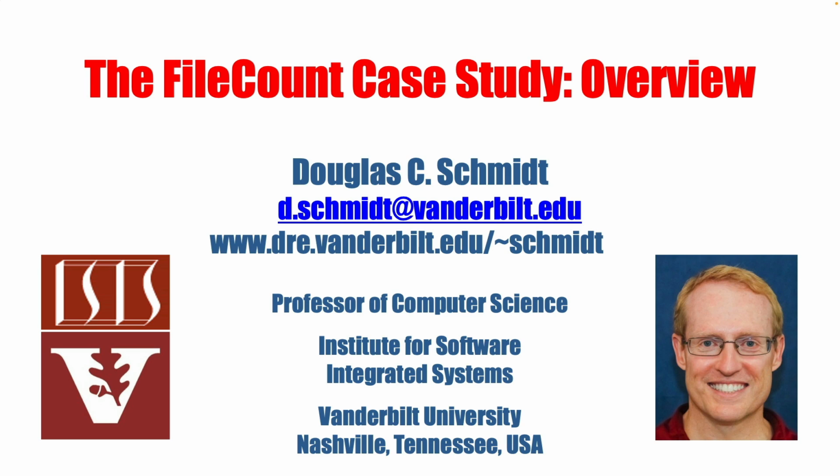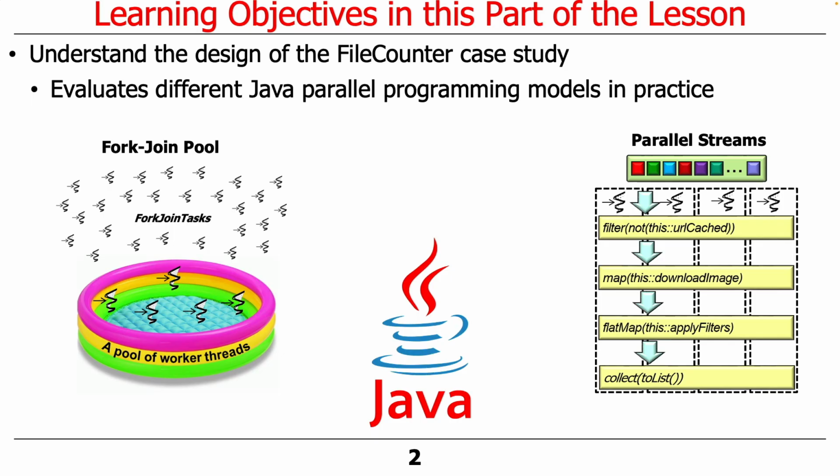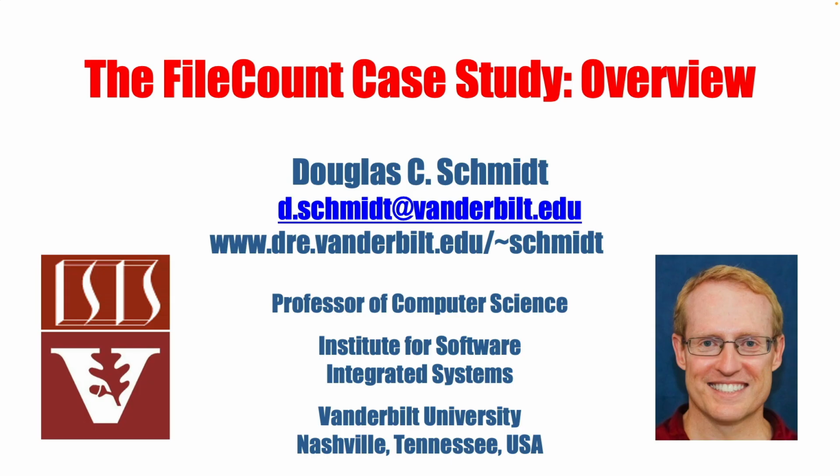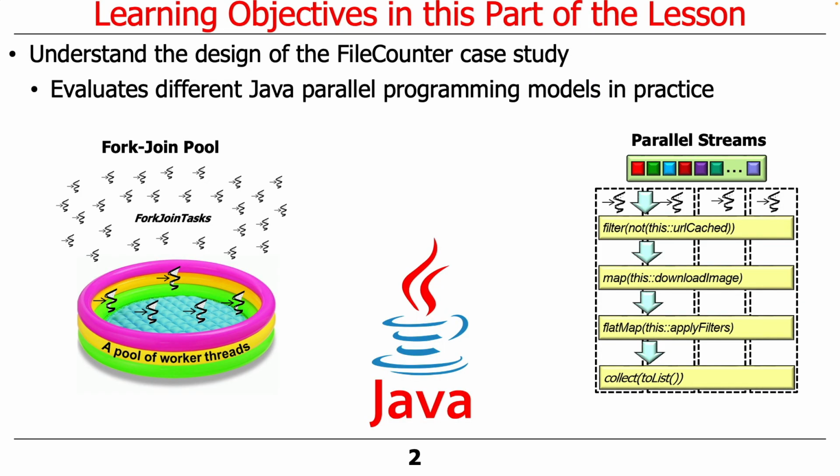We're now going to take a look at a case study that will compare and contrast the fork join pool's way of doing things with other concurrency models that exist in the context of modern Java, or very modern Java. I call this the FileCount Case Study, and we'll give an overview here to get everybody on the right wavelength, and then I'll cover some examples and we'll walk through the code.